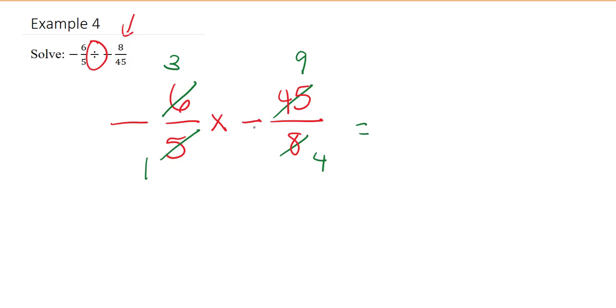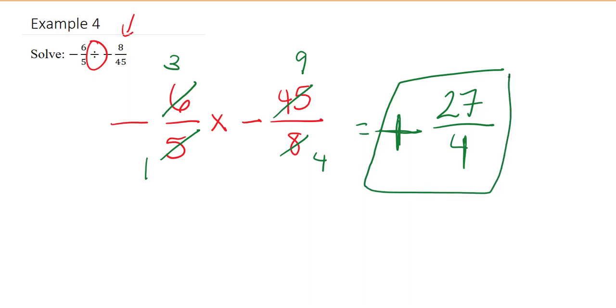Now notice we have a negative and a negative. So that makes a positive sign. I like to think of the two negative signs as making a positive sign. That's how I remember it when I'm multiplying or dividing. And that's stuck with me for years. So if that helps you, great. Or if you just know, great. So now 3 times 9 is 27. 1 times 4 is 4. And that would be our answer.